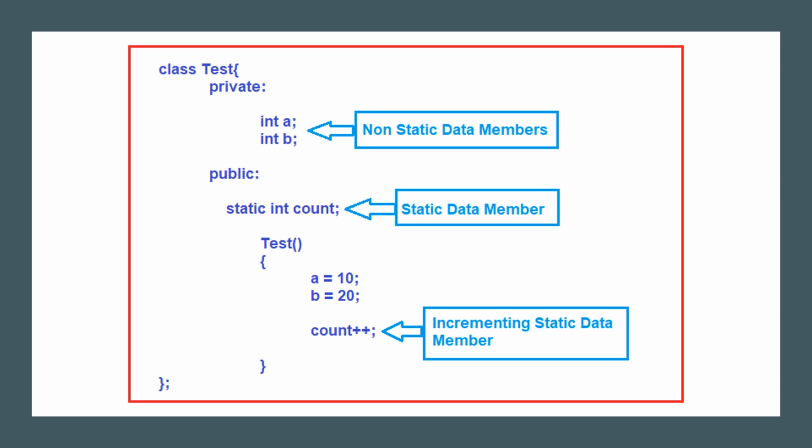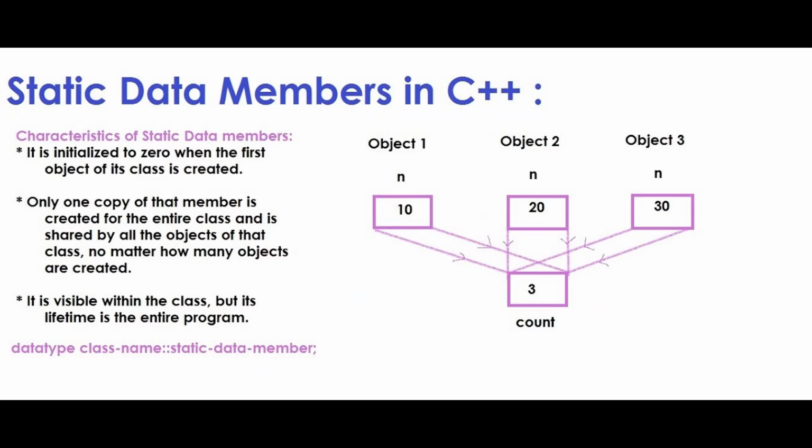Now, inside the class, using the static member, we can increment the static member, count++. This is also about accessing static data member characteristics. It is initialized to 0 when the first object of its class is created. That is, we need not assign it; it automatically gets assigned 0 when the first object is created. Only one copy of that member is created for the entire class and shared by all objects of the class, no matter how many objects.